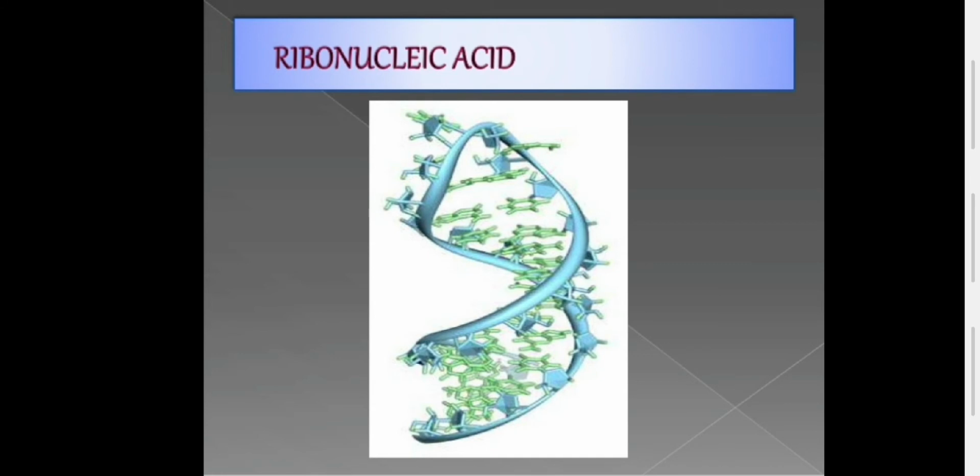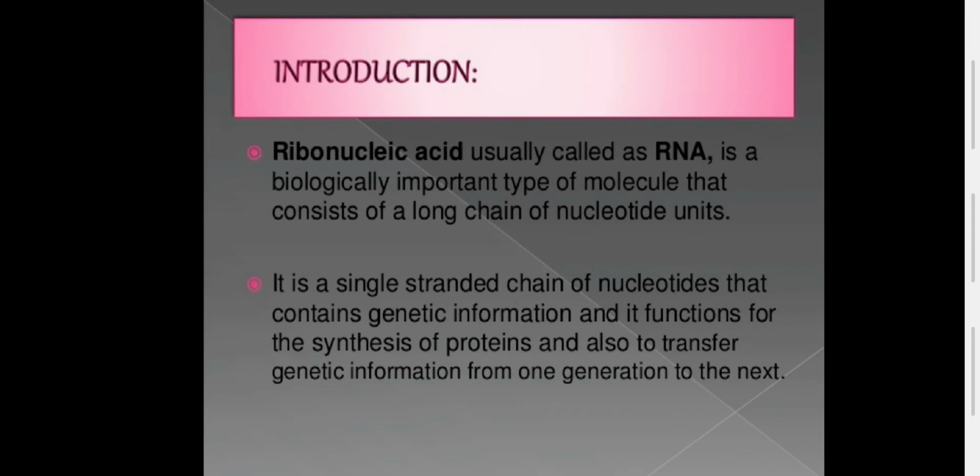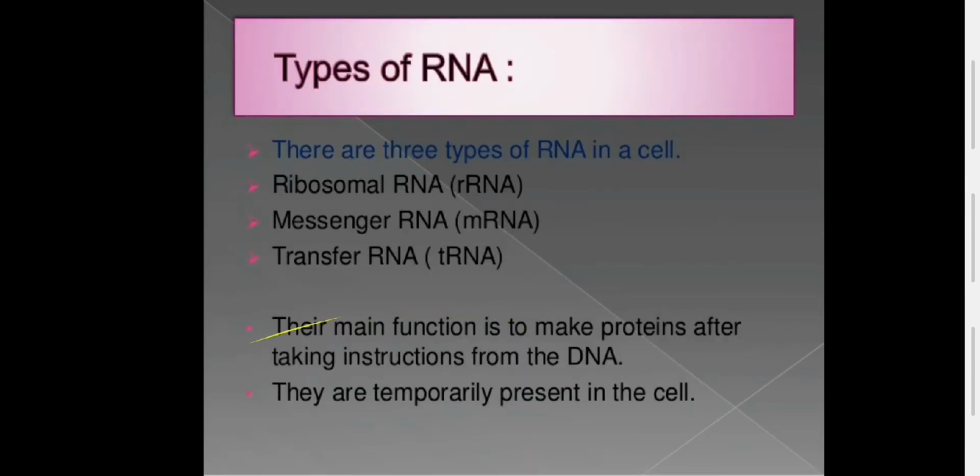Moving on, let's now discuss ribonucleic acid, usually called RNA. It is a biologically important type of molecule that consists of a long chain of nucleotide units. The differences between DNA and RNA are in the nitrogenous bases and of course in the structure, because DNA has a double helix structure, while RNA has a single, non-helical structure. It is a single-stranded chain of nucleotides that contains genetic information and functions in the synthesis of proteins and in transferring genetic information from one generation to the next. That is the function of RNA.